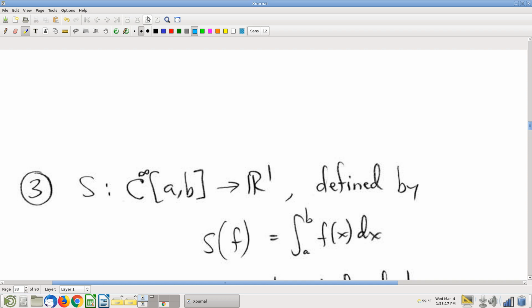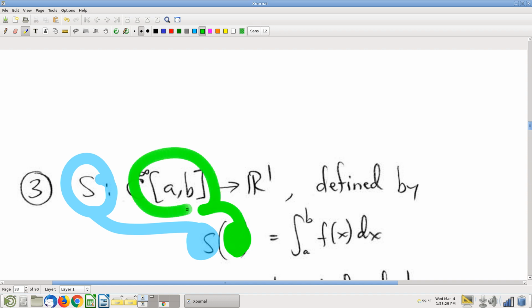So here's a linear transformation. This is defined in an odd way. S is the name of this linear transformation. The input to this linear transformation is going to be a function, specifically a function out of this known vector space, C infinity. Hope you all remember C infinity. This is the collection of functions that are infinitely differentiable, defined on this interval from A to B.